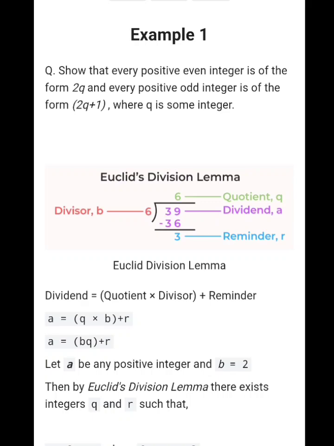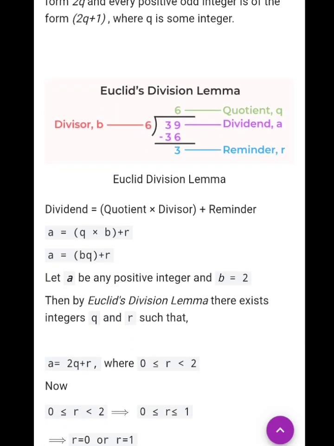Today we are trying to explain this problem. Show that every positive even integer is of the form 2q and every positive odd integer is of the form 2q plus 1, where q is some integer. So to show this, we use Euclid's division lemma.